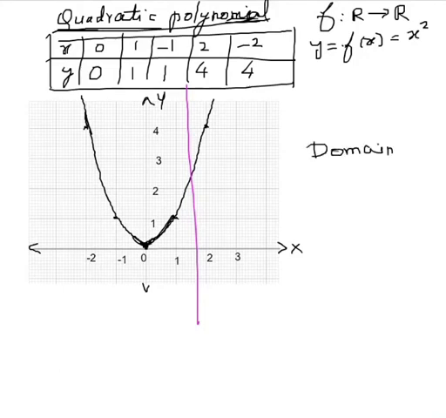Domain of this function is x can take any real value, so domain is R. But range, f of x values, x square: I can say that x square is always positive, and it can be 0 also. If x is 0, x square is 0. So it takes values from 0 to infinity, including 0.